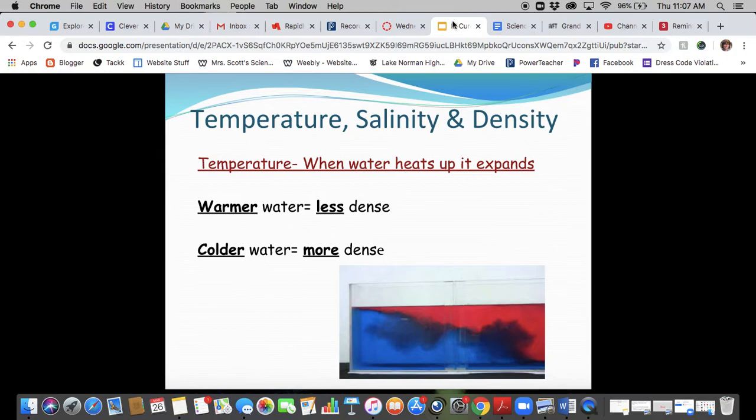So we know when water heats up, when it's warm, the water molecules want to spread apart from one another because they're moving faster, and that makes it less dense because they're taking up more space. When the water is cold, the water molecules kind of get together, they bunch up because they're not moving as much, and that makes them more dense.